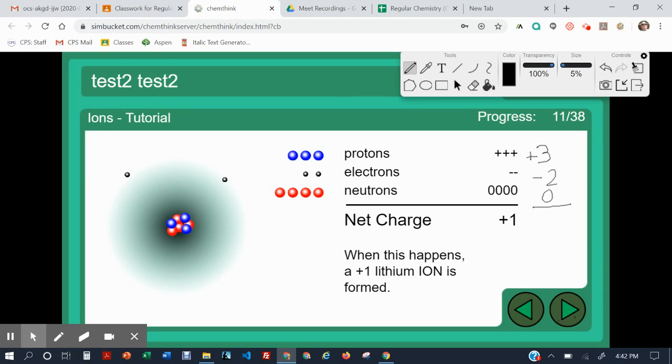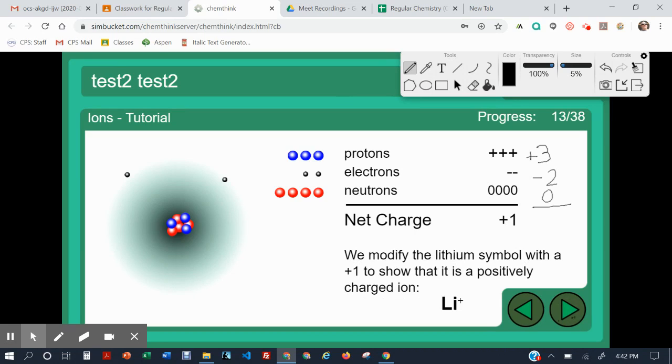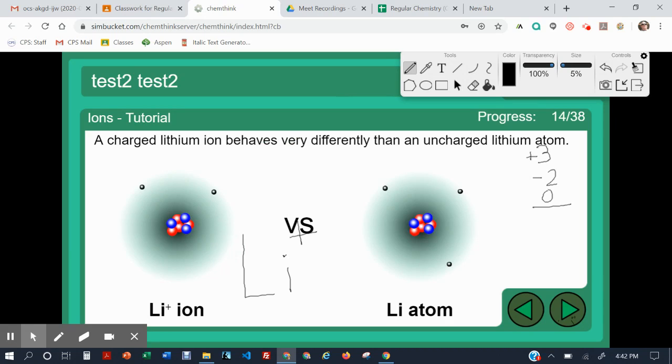When this happens, the lithium ion is formed, and we indicate that. And the reason it has a +1 is there are 3 protons, but only 2 electrons. And we indicate that by writing down the symbol, the formula, and we put a plus on it. A charged lithium ion behaves very differently than an uncharged lithium atom.